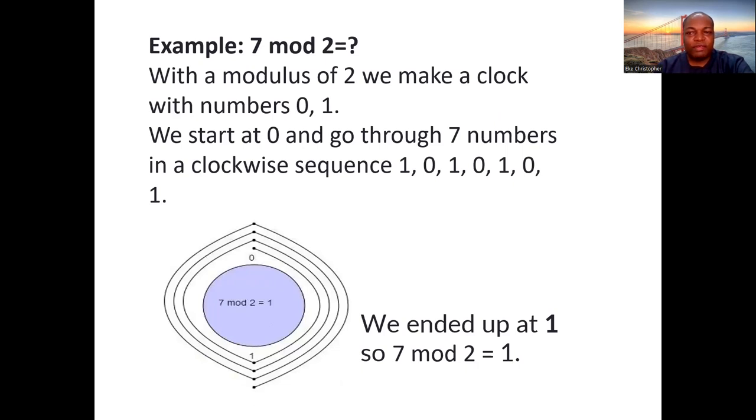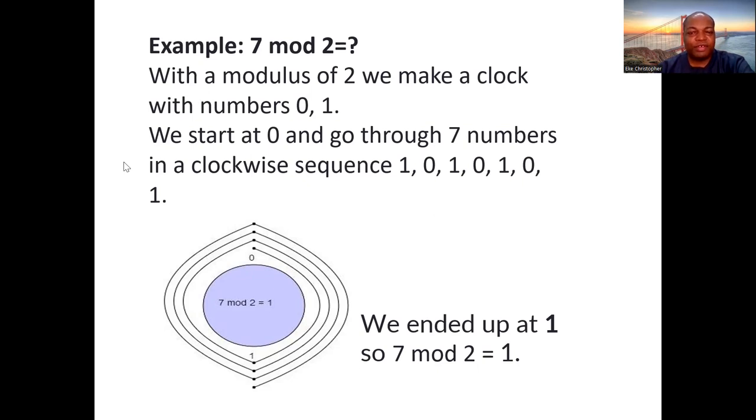Example 2. We have 7 mod 2. So here we have 2 as our modulus. So we make a clock with the numbers 0, 1, in order to have two numbers, 0, 1. We start at 0 and go through 7 numbers. Remember, we are talking of 7 mod 2. So 7 numbers: we have 0, of course, the starting point, then 1, 0, 1, 0, 1, 0, and 1 here. We have 1, 2, 3, 4, 5, 6, 7.